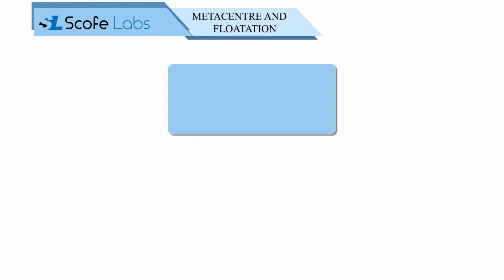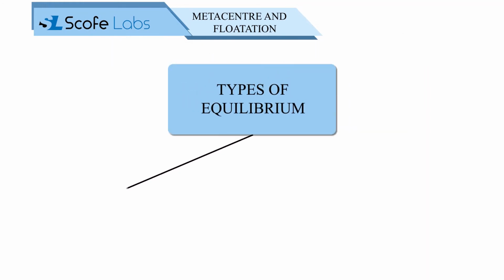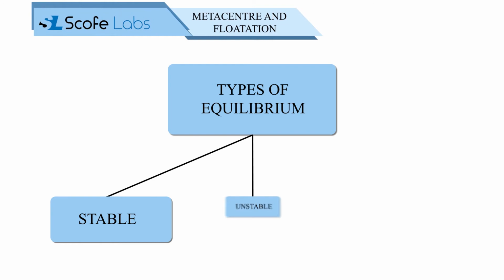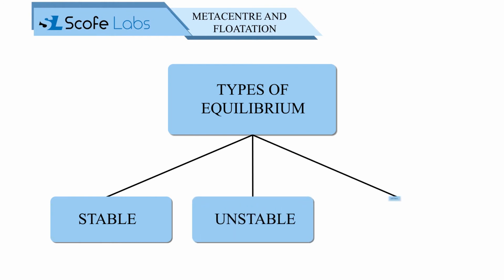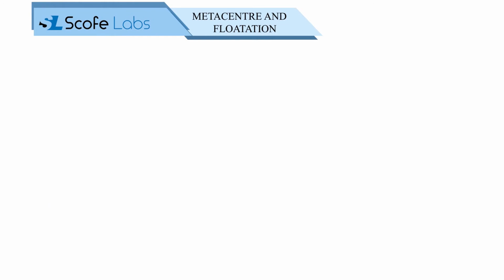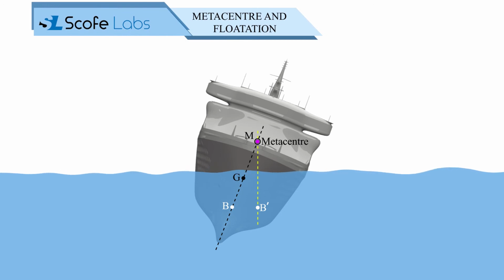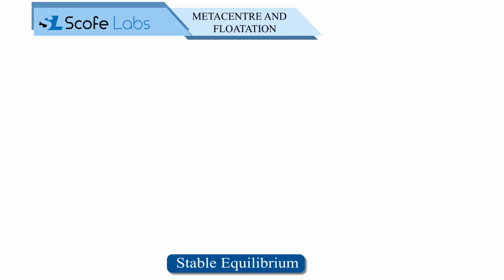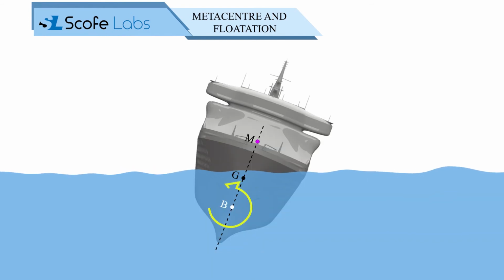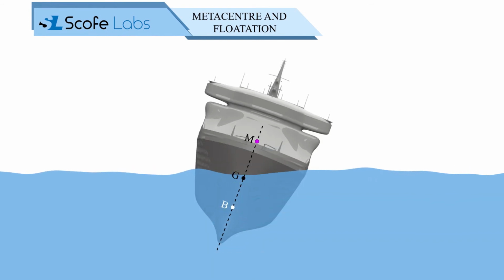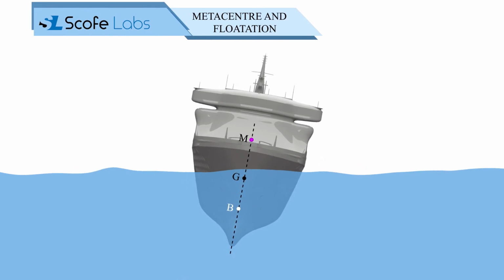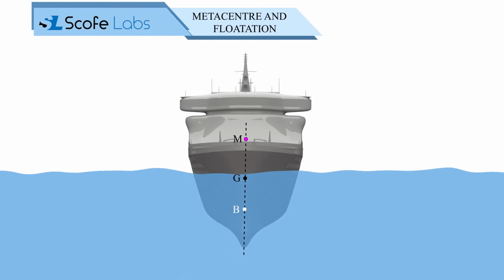Floating bodies possess three types of equilibrium: stable equilibrium, unstable equilibrium, and neutral equilibrium. When metacentre M is above the center of gravity G, this is called stable equilibrium. In this case, a restoring couple is formed by the buoyancy force and weight of the body, which tends to turn the body into its original position.